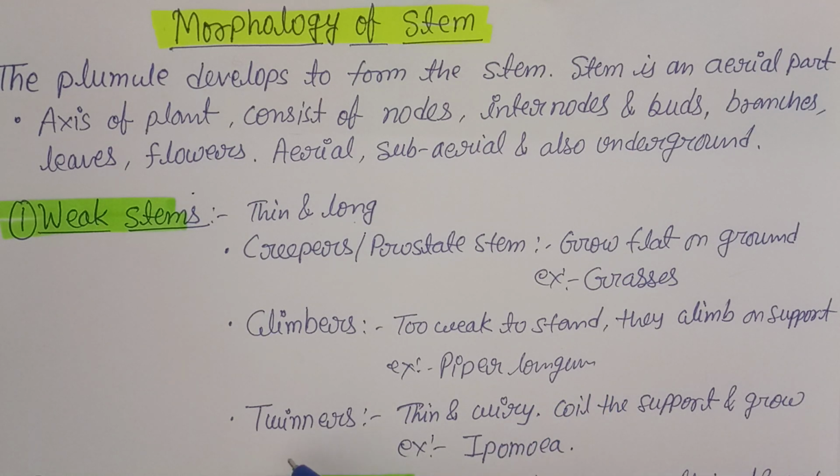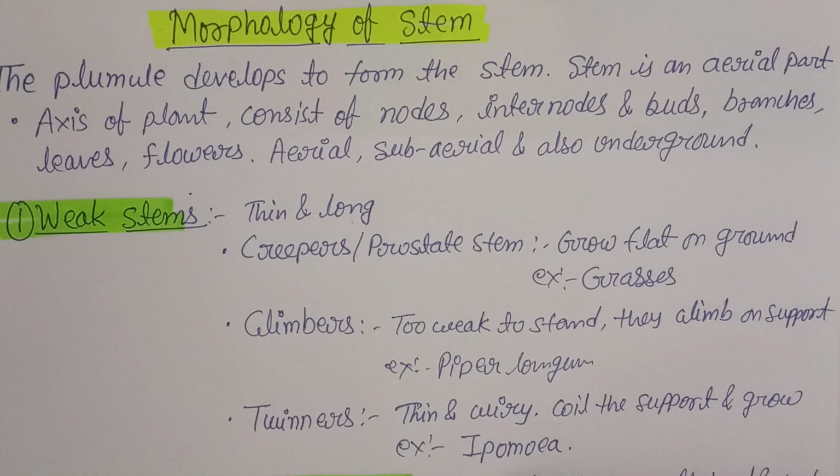Then the last one under weak stem is the twiners. They are thin and wiry. Because of this wiry nature, they bind the support, they coil around the support and grow. You might see in climber plants there is a wiry structure, for example Ipomoea. In this plant these kinds of tendrils will be there.